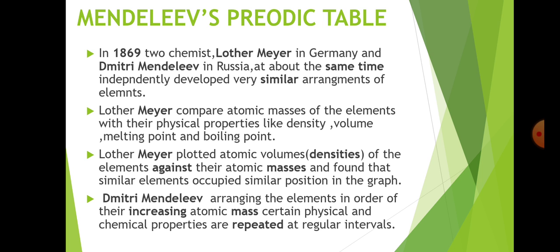Then Mendeleev, in arranging the elements in order of their increasing atomic mass, found that certain physical and chemical properties are repeated at regular intervals. This means that Mendeleev arranged the elements according to their increasing atomic mass, and the physical and chemical properties are repeated at regular intervals. At a specific interval, these properties of the elements are repeated.